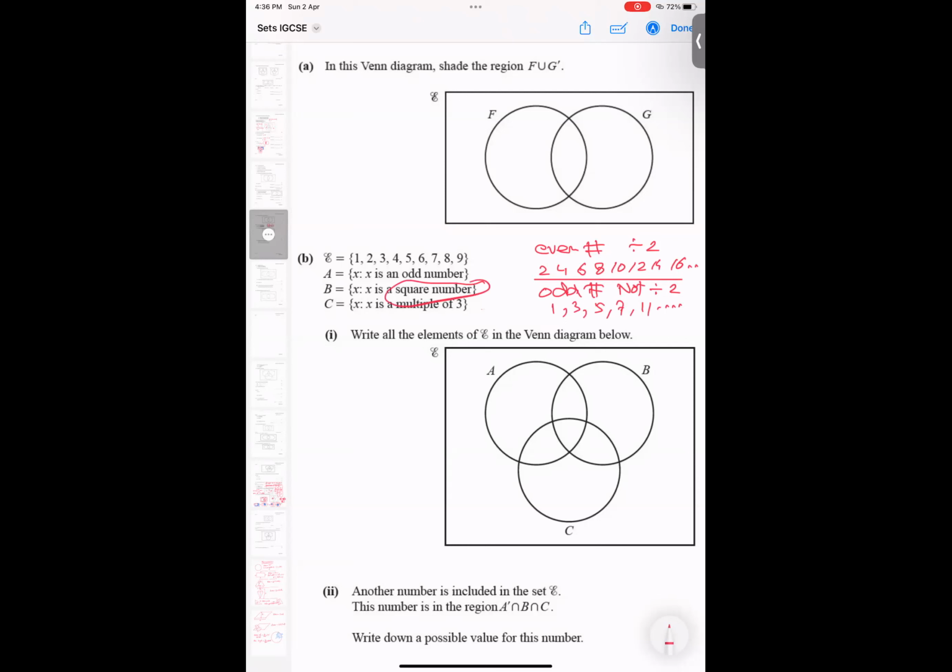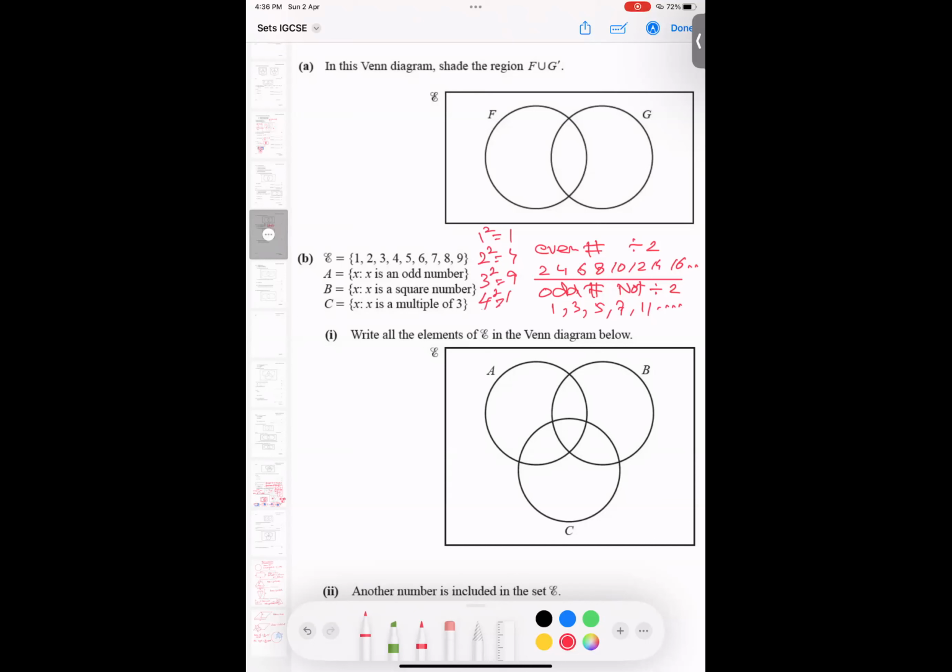Square numbers are those numbers which are squares, like 1 to the power 2 is 1, 2 to the power 2 is 4, 3 to the power 2 is 9, 4 to the power 2 is 16. So 1, 4, 9, 16 are square numbers, but in this set we don't have 16, so I will not take 16, okay? So 1, 4, 9 are square numbers. I hope that's clear. What is a multiple of 3?